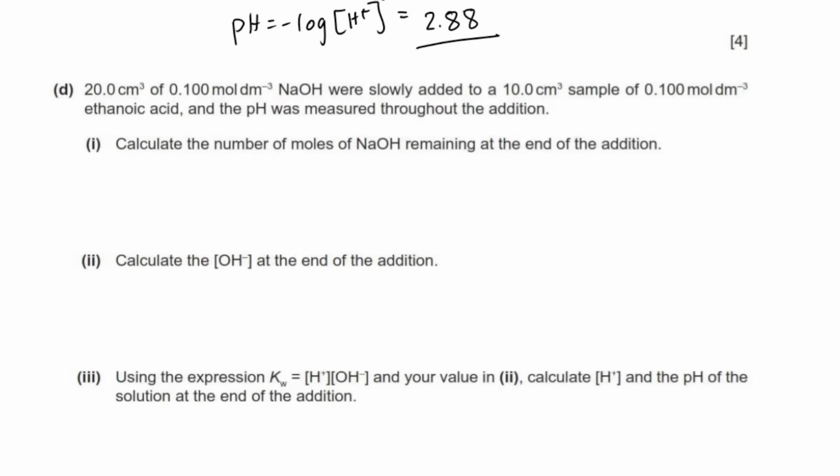Moving on to part D, 20 centimeter cube of 0.1 mole per dm cube sodium hydroxide was slowly added to 10 centimeter cube solution of 0.1 mole per dm cube ethanoic acid, and pH was measured throughout the addition. Okay, so part 1, calculate the number of moles of sodium hydroxide remaining at the end of the titration. Now since we have been told ways to find the moles of both sodium hydroxide and ethanoic acid, we can clearly understand that this is sort of like a limiting reagent kind of question.